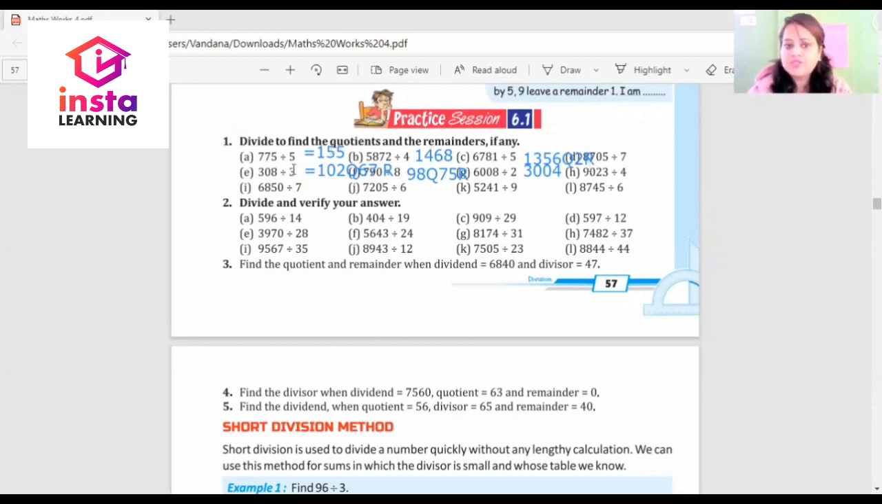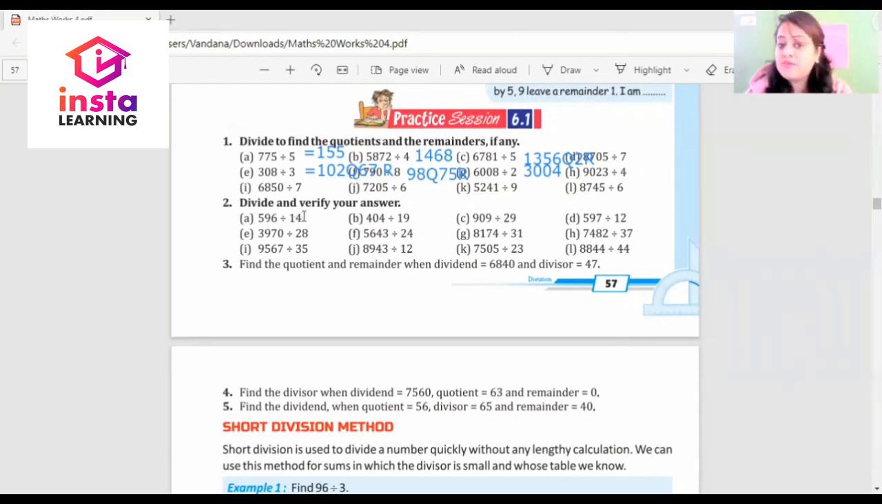And it's your E question. In this question, you will get 102 as your quotient and 67 as your remainder. Okay, so do it very carefully. And now this is your second question. Divide and verify your answer.